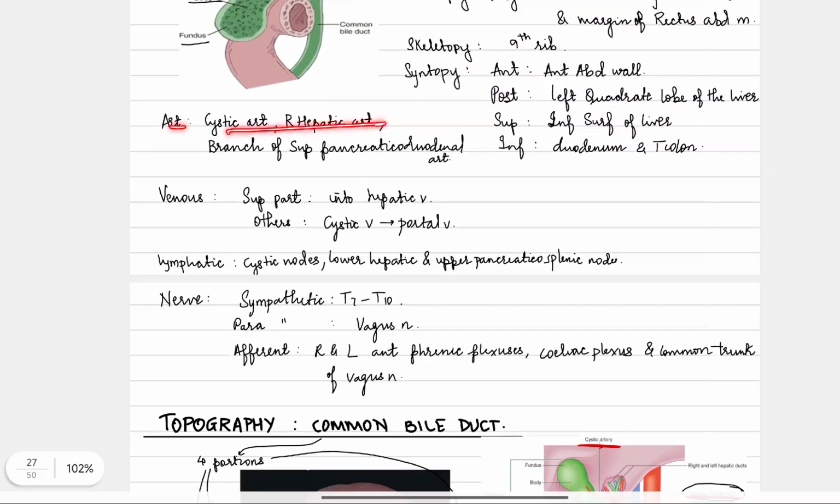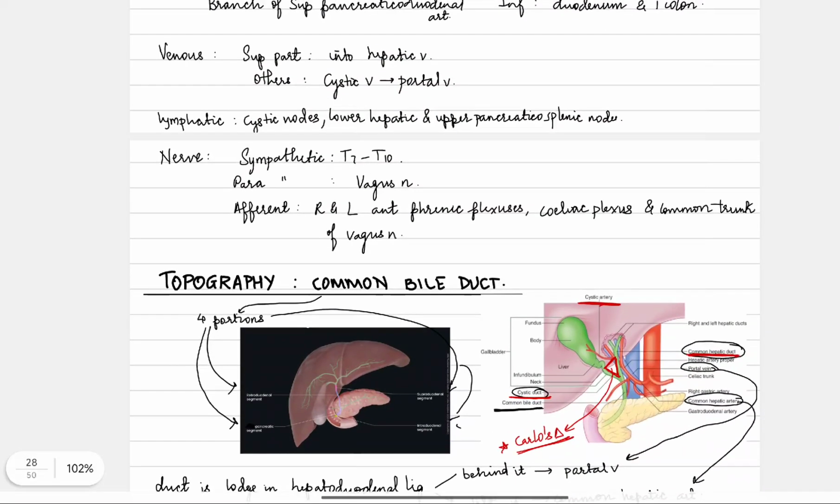Artery is cystic artery, right hepatic artery, branches of superior pancreatoduodenal artery. Venous, its superior part drains into hepatic vein. Others are cystic vein to portal vein. Lymphatic is cystic node, lower hepatic and upper pancreatosplenic node. Nerve is sympathetic T7 to T10, parasympathetic vagus nerve. Afferent is right and left anterior phrenic plexus, celiac plexus and common trunk of vagus nerve.